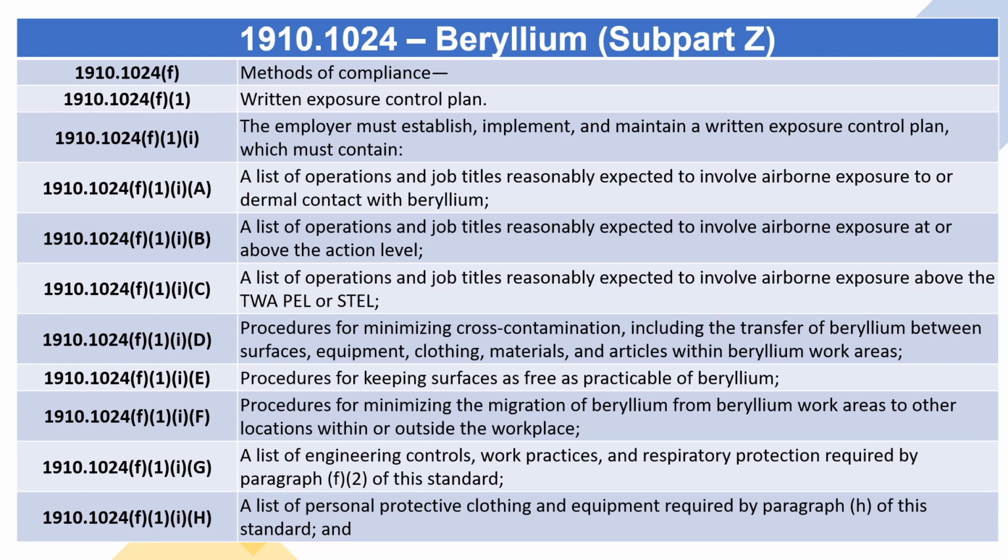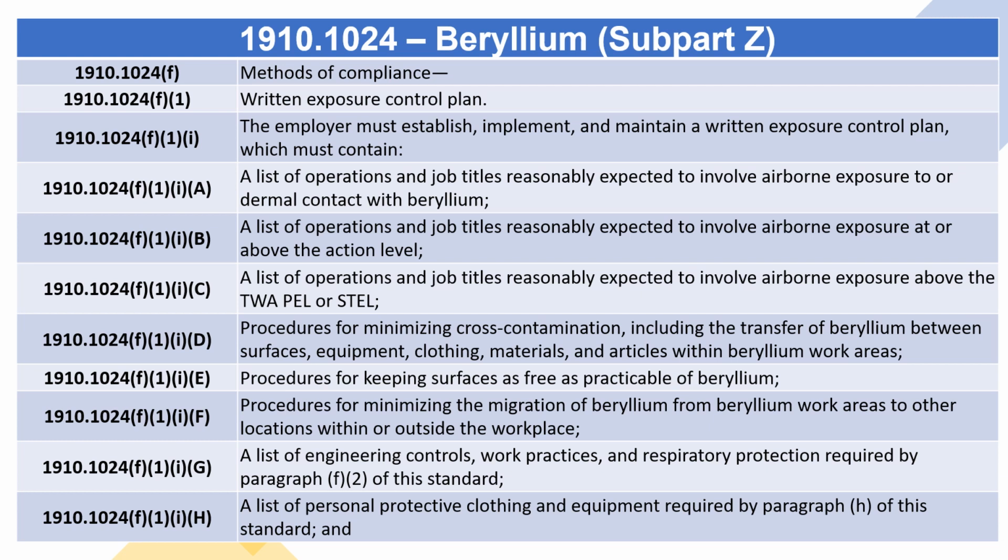1910.1024 F1 Written Exposure Control Plan. 1910.1024 F1 i. The employer must establish, implement, and maintain a written exposure control plan, which must contain 1910.1024 F1 i A through 1910.1024 F1 i H: a list of operations and job titles reasonably expected to involve airborne exposure to or dermal contact with beryllium. A list of operations and job titles reasonably expected to involve airborne exposure at or above the action level. A list of operations and job titles reasonably expected to involve airborne exposure above the TWAPL or SAL.